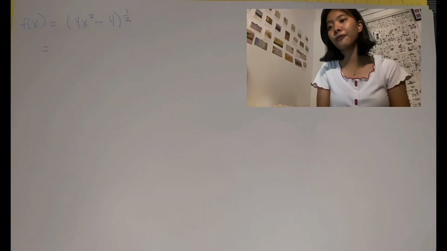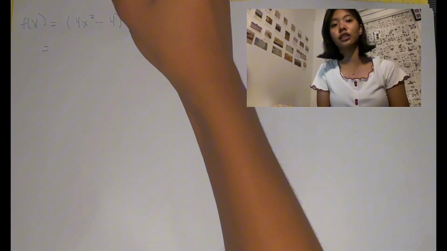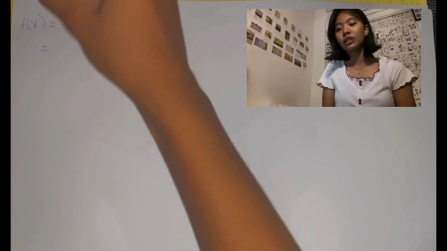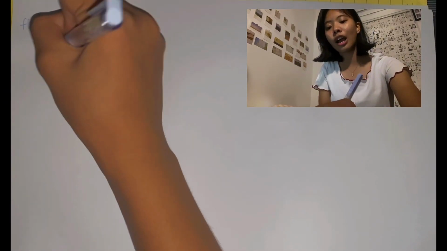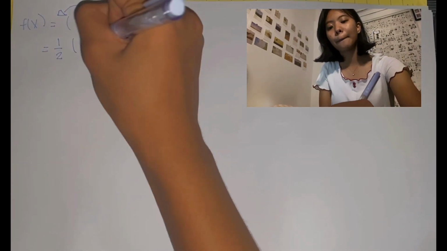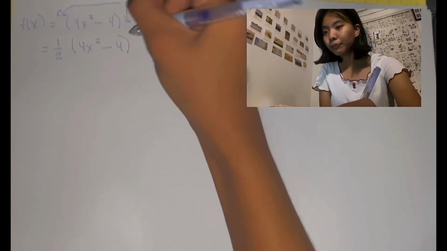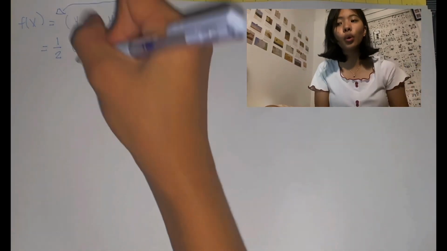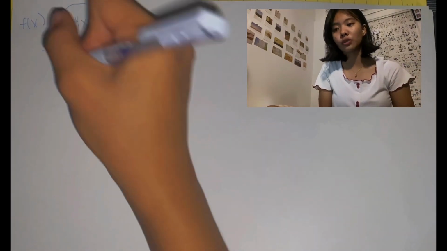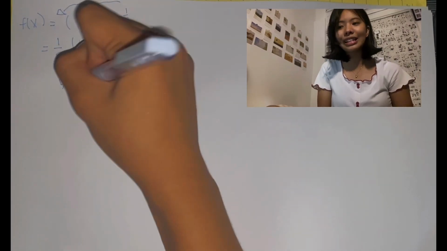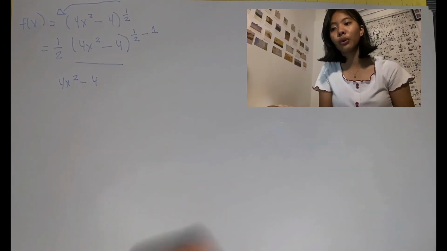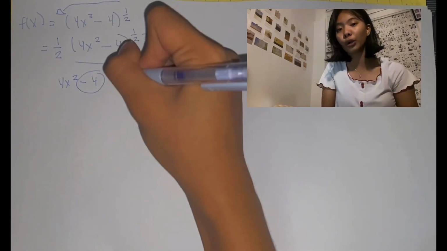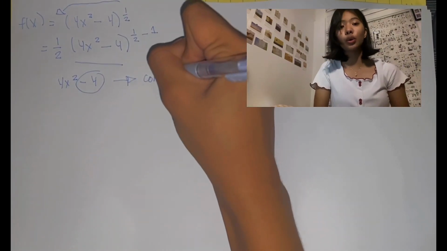So we have here f of x equals 4x squared minus 4 raised to 1 half. First, we need to get the derivative of the outer function. So that will be 1 half times 4x squared minus 4, and then 1 half minus 1. So we are going to get the derivative of the 4x squared minus 4. Since minus 4, or should I say negative 4, is constant, we are not going to include it.